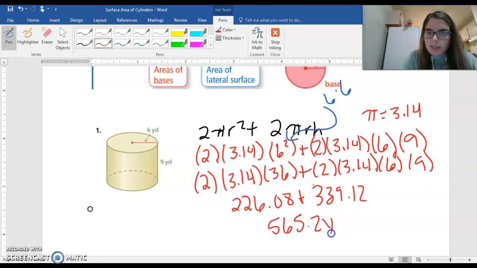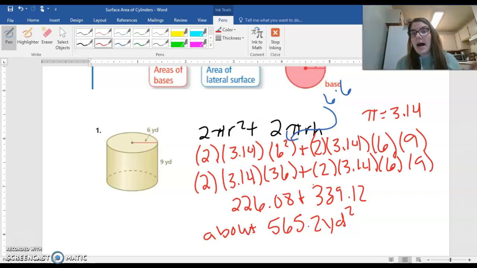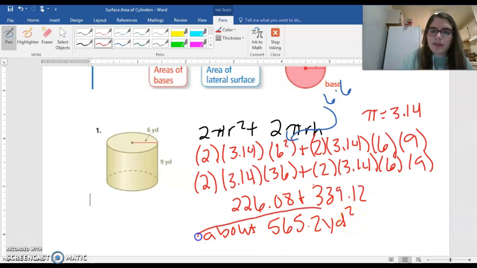And then the measurement is yards squared, because we're talking about area. When you're doing your assignment, they're going to say it's about this, because pi is a number that goes on forever. So we're rounding it a little bit. When we say it's just 3.14, it's about that size. That's about the area. So this right here would be your answer.